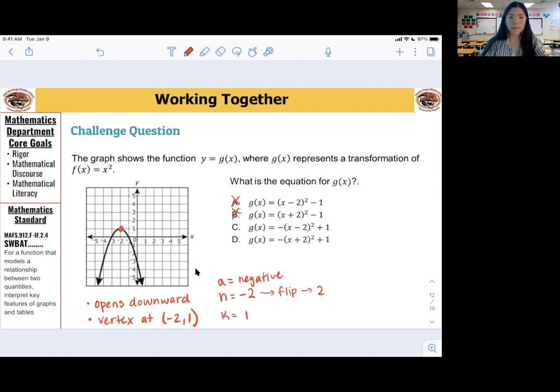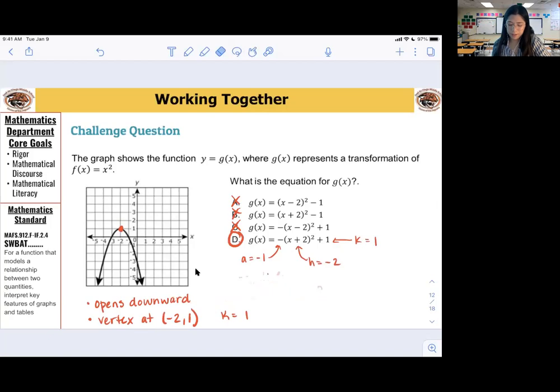So it's not A and it's not B. And then we're looking for +2 on the inside of the parentheses and +1 on the outside. So it is answer choice D. Because right here, remember, this flips. So H is -2, K is +1, and A was -1. So if you chose answer choice A, there were two things wrong with A, right? Answer choice A didn't have the negative out in the front, and the value of H was the opposite of what it should be. So kind of interesting, right?